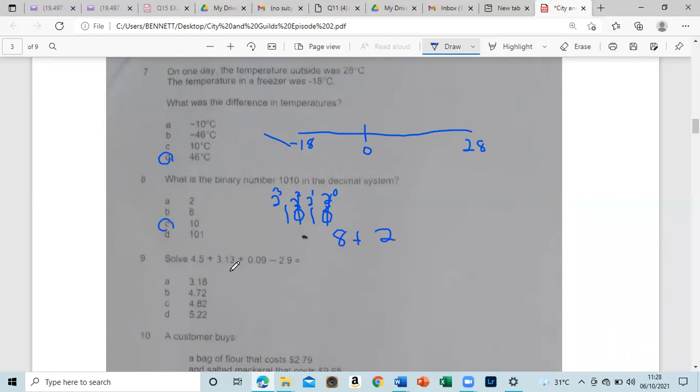Solve 4.5 plus 3.13 plus 0.03 minus 2.9. Alright, so let us set it out first. So it's 4.5.